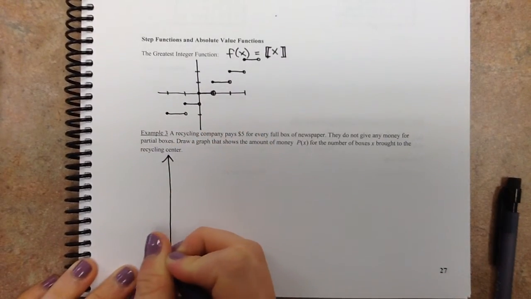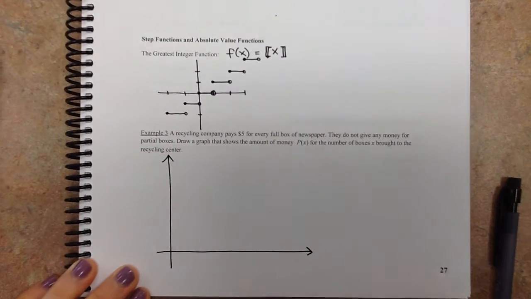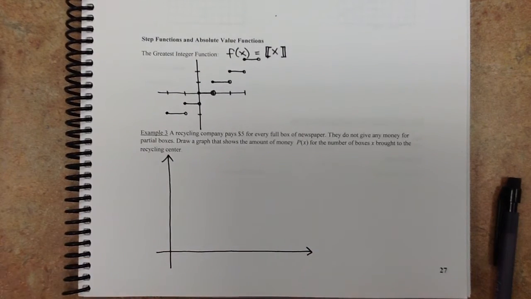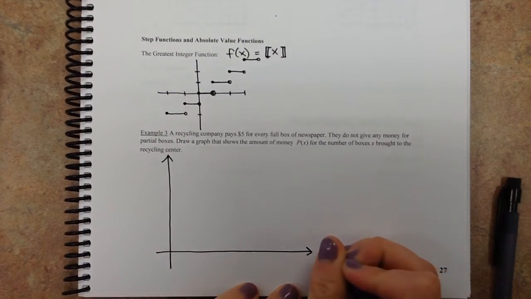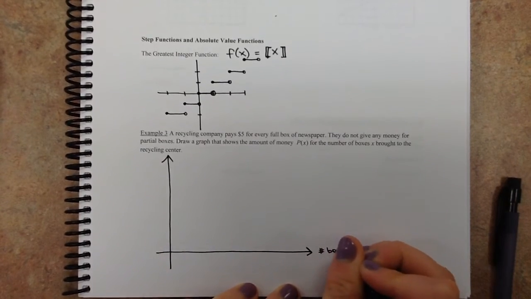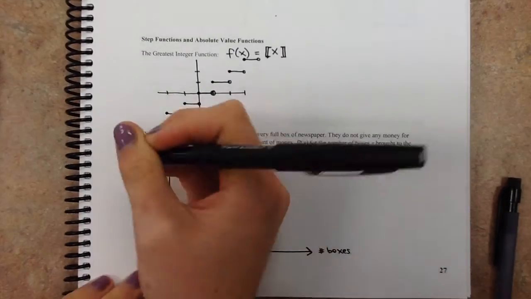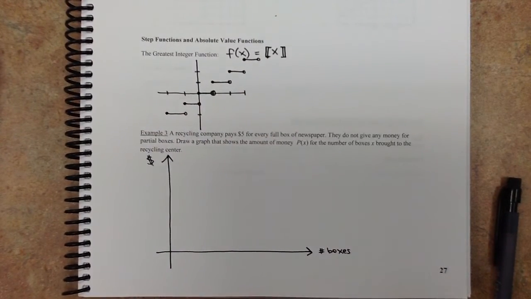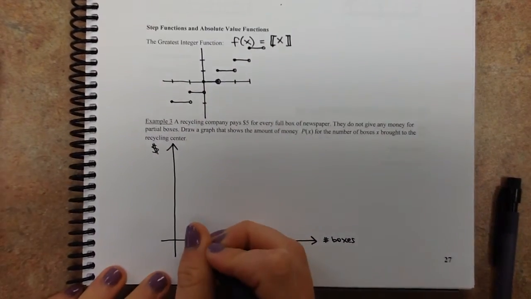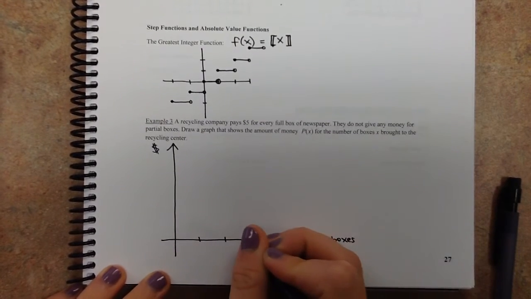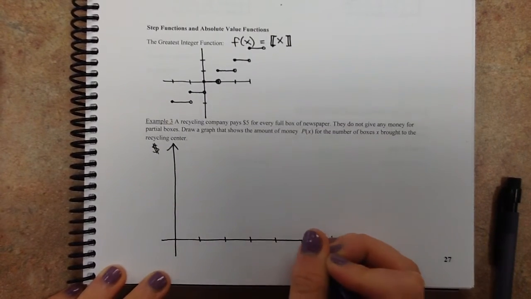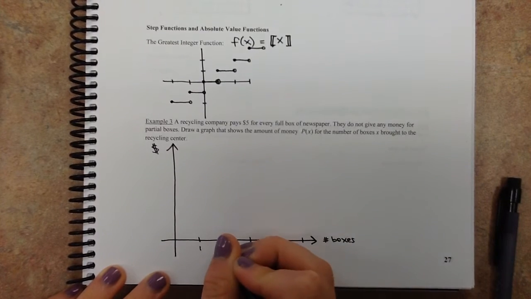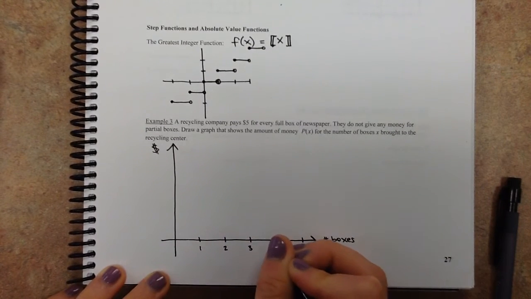First of all, we don't include the negative portions of the axis because you can't have negative newspaper or negative money. So this axis is going to be the number of boxes, and this axis is going to be the amount of money. All right, so if you have 1 box, 2 boxes, 3 boxes, 4 boxes, 5 boxes, label those on there.